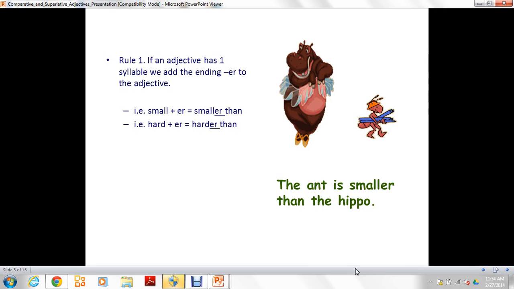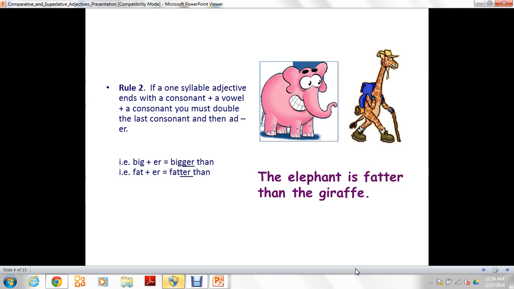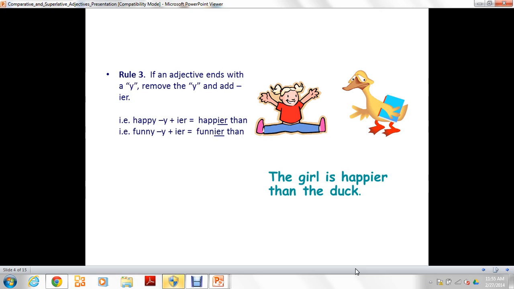Rule number 1, if an adjective has one syllable, we add the ending ER to the adjective. Rule number 2, if a one-syllable adjective ends with a consonant plus a vowel plus a consonant, you must double the last consonant and then add ER. Come here. Rule number 3, if an adjective ends with a Y, remove the Y and add IER.